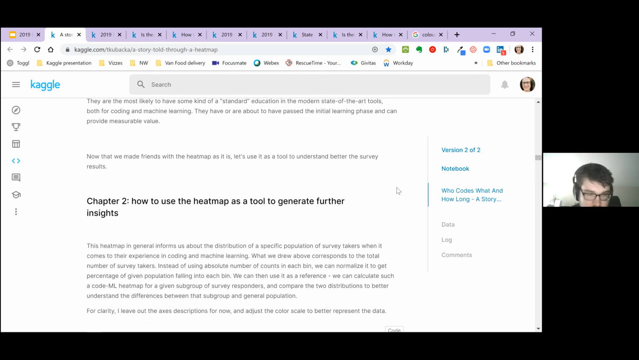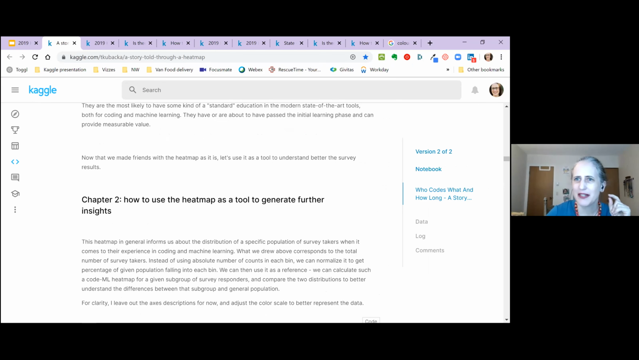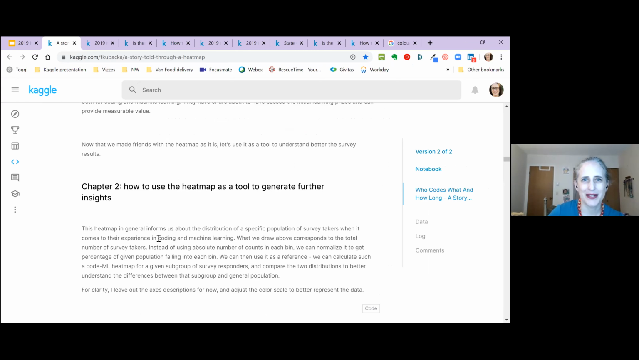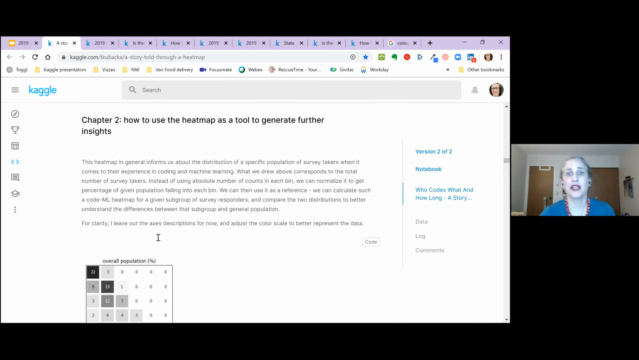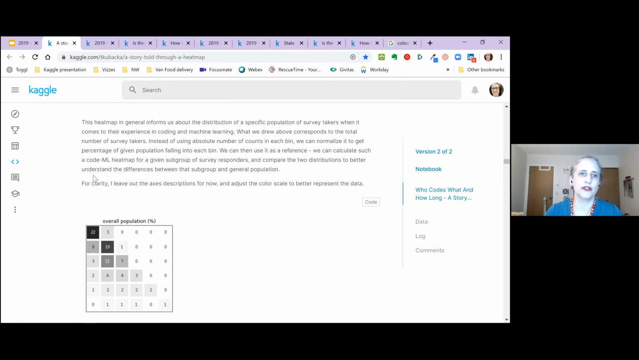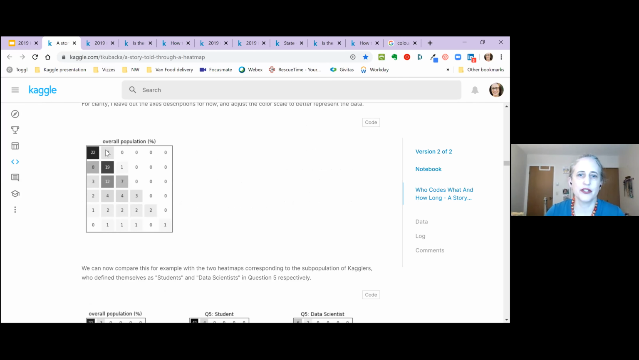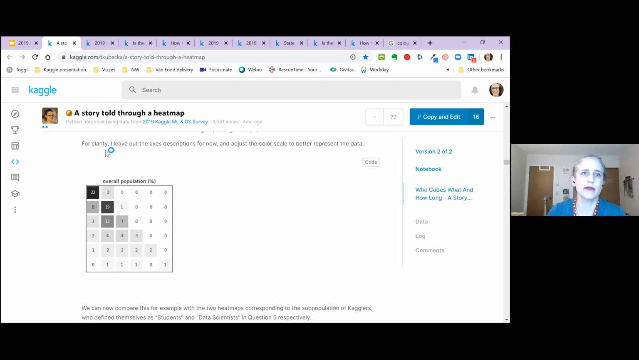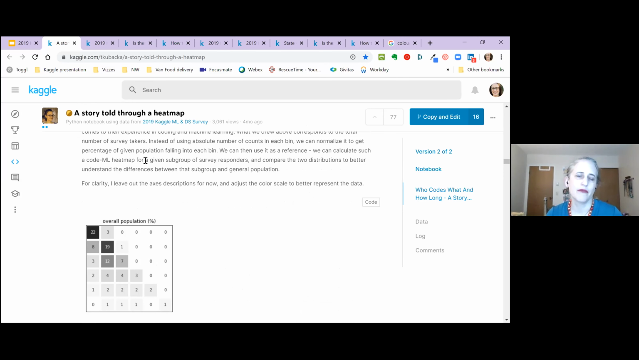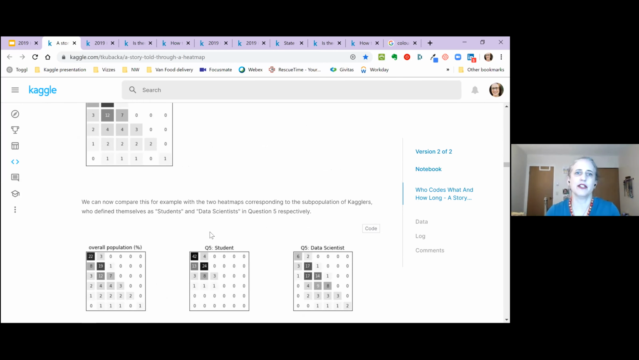Chapter 2 of her notebook, using the heat map as a tool to generate further insight. So what she does, first of all, is go to a simpler gray degrees color scale. And she then normalizes the overall response numbers to out of 100 percent, right? And then she compares it to other questions.